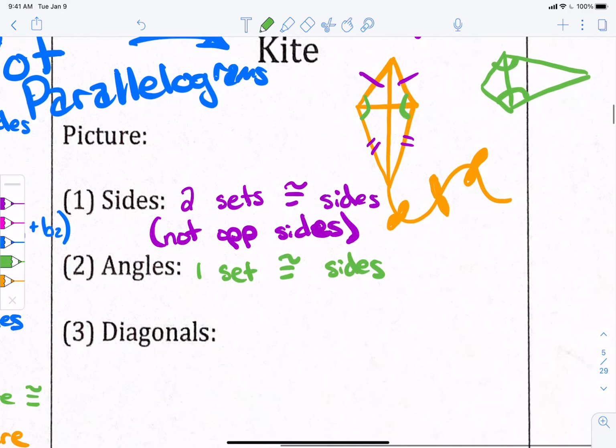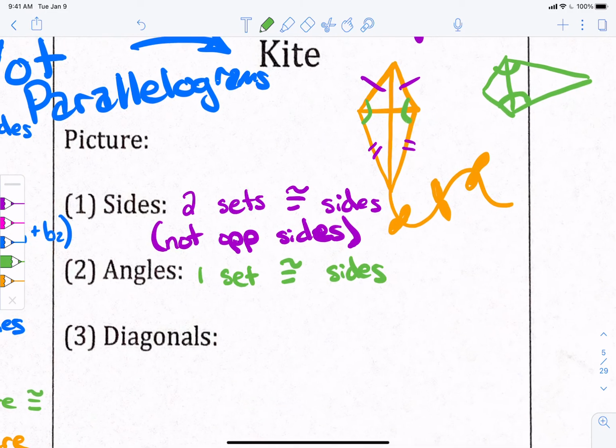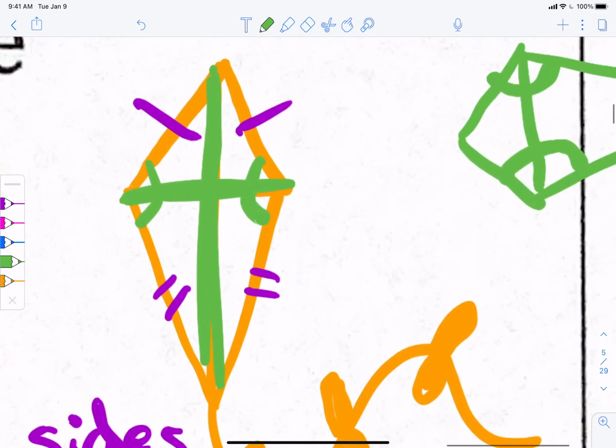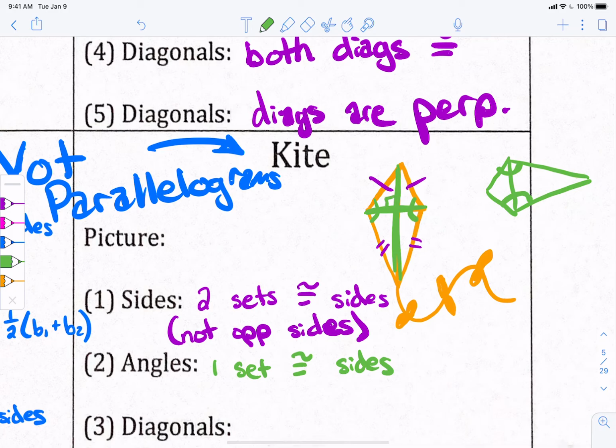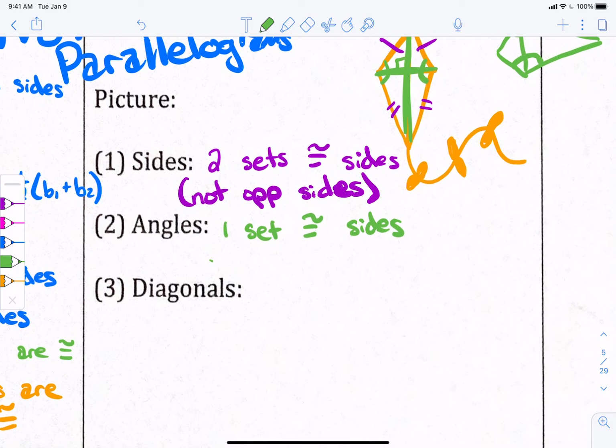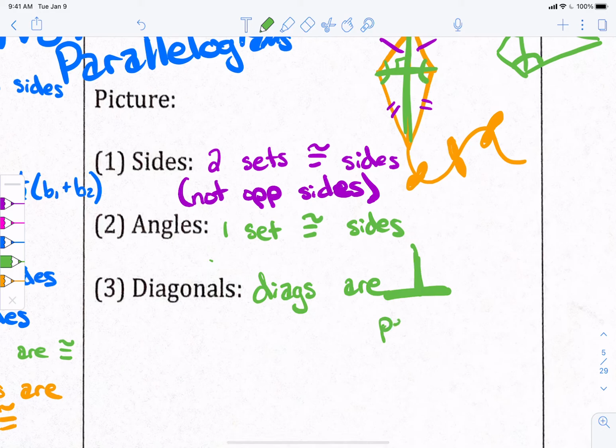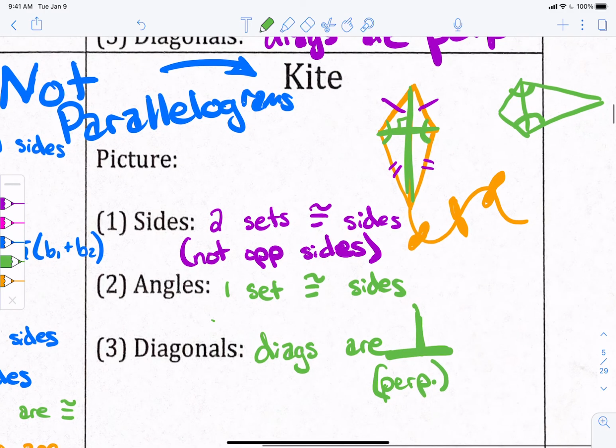Okay. So, last thing, the diagonals. This one here and this one here. Do they split each other in half? No. They are perpendicular. They make a 90-degree angle. So the diagonals are perpendicular. If you want to write the word perpendicular, you can. The upside down T means perpendicular. So if you want to use symbols, I don't care. Okay. Diagonals are perpendicular.